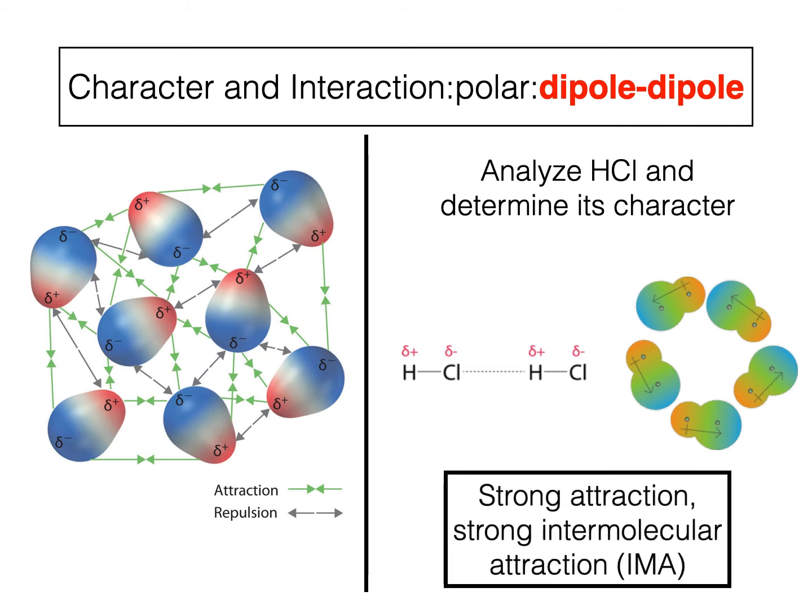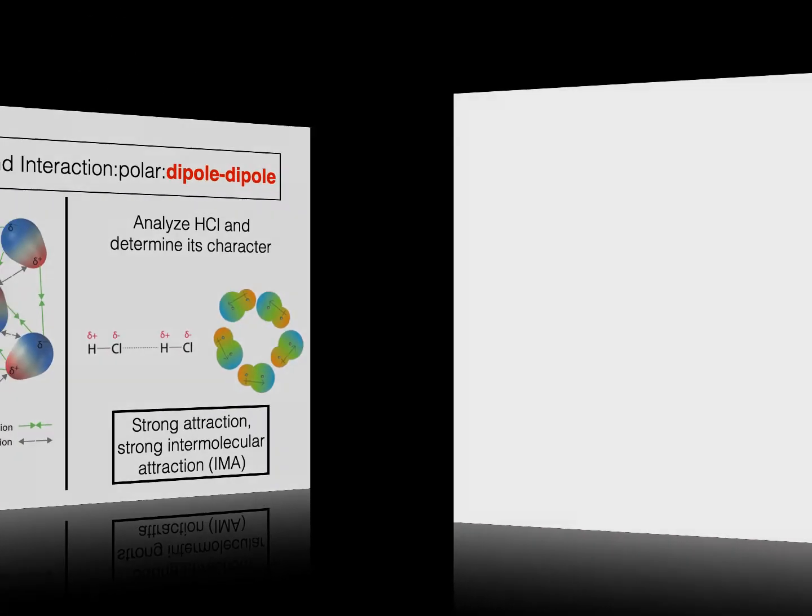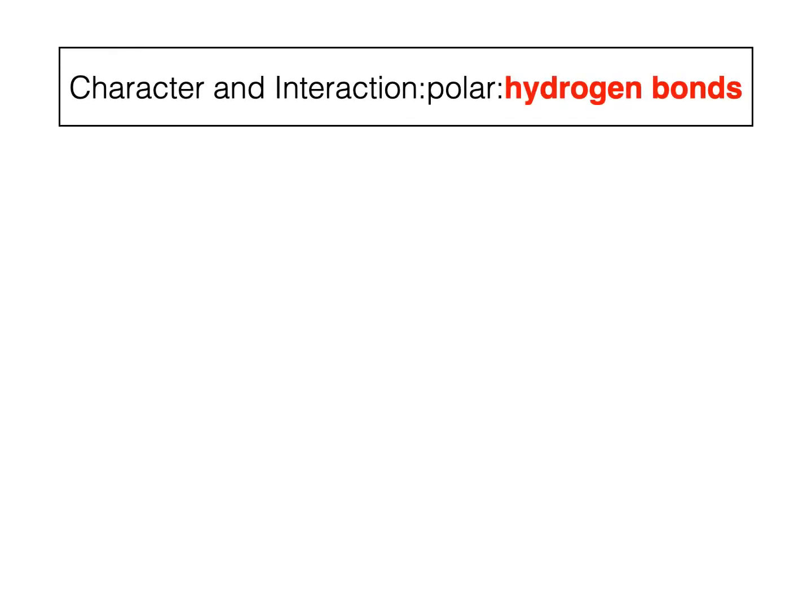These are very strong. Not the strongest, but very strong. It is more difficult to pull apart molecules that have dipole-dipole attractions. All right, so that's the first kind of IMA, dipole-dipole. Now, closely related to that, and actually a subcategory of dipole-dipole, are attractions called hydrogen bonds.